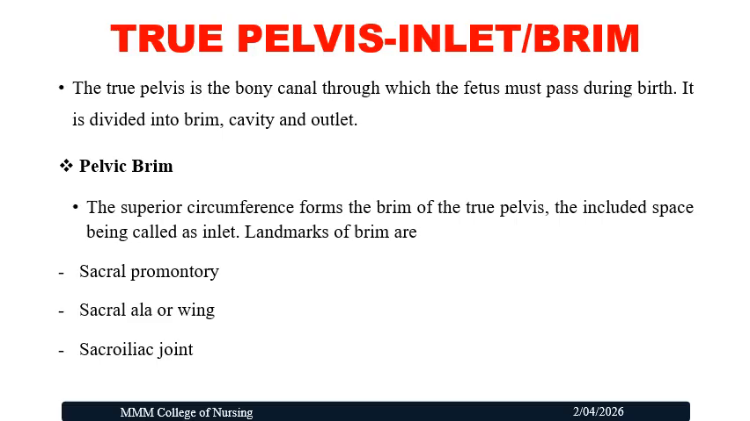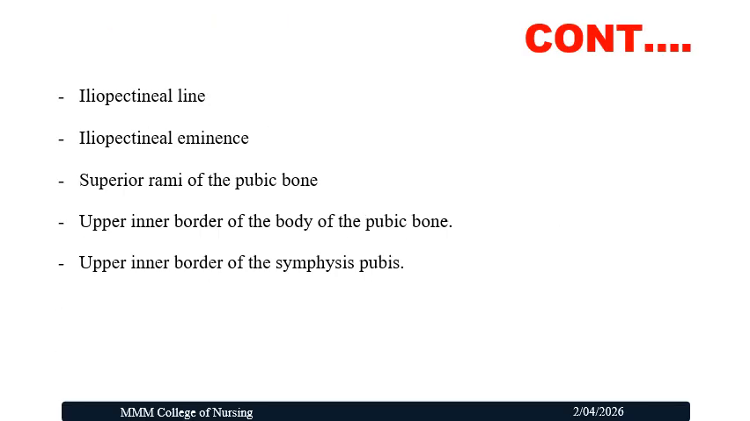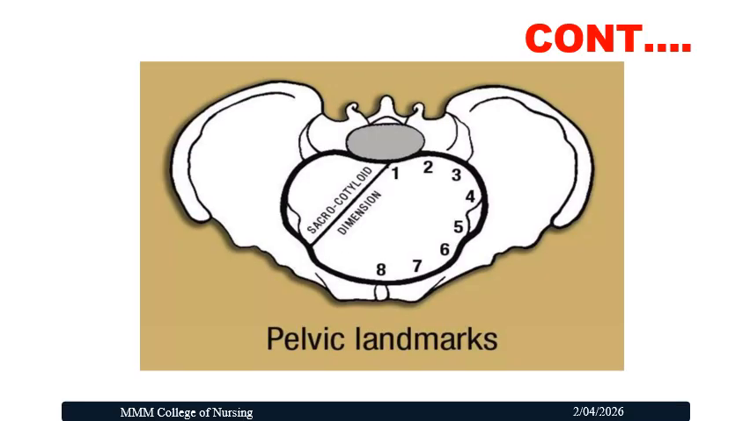The pelvic brim consists of 8 main landmarks. The landmarks are the sacral promontory, sacral alar wing, sacroiliac joint, iliopectineal line, iliopectineal eminence, superior rami of the pubic bone, upper inner border of the body of the pubic bone, and upper inner border of the symphysis pubis. This is the image of the pelvic landmarks, and all the 8 landmarks are pointed out as 1, 2, 3, 4, 5, 6, 7, 8 for your reference.